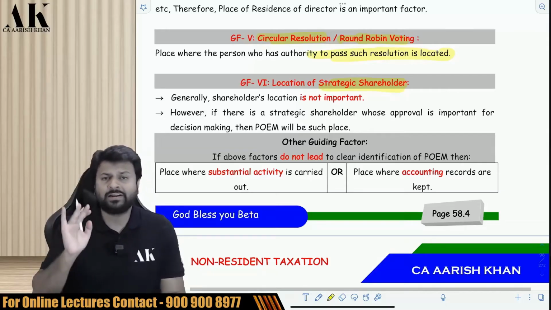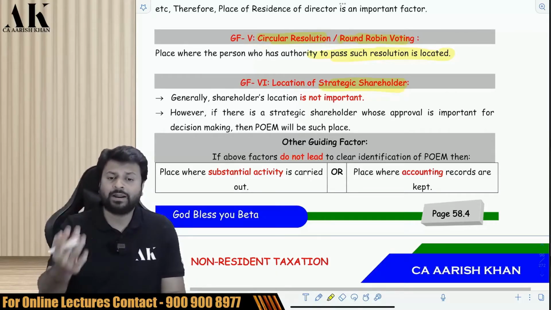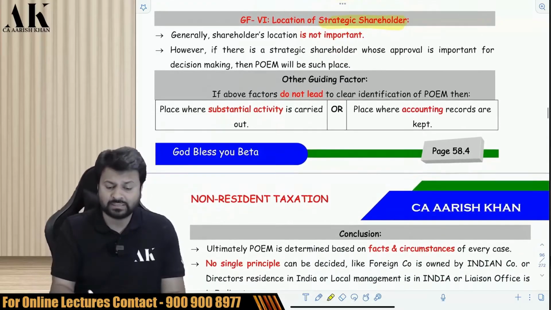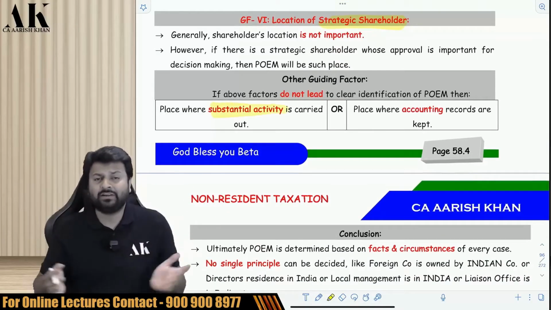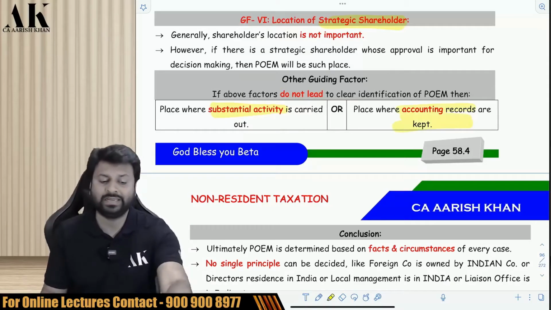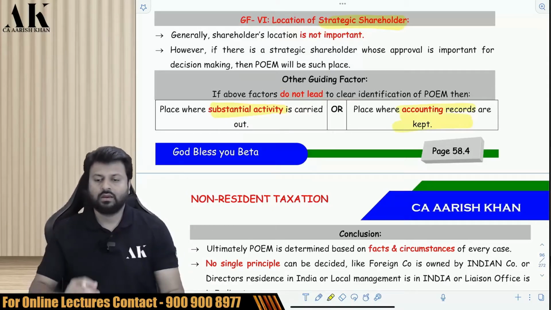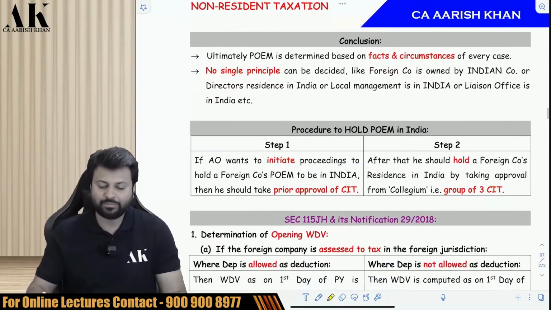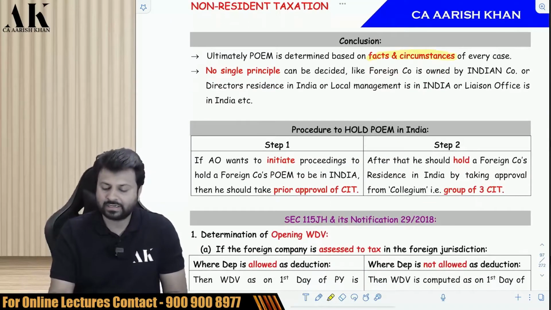If all these factors are also not working, then the department has given some other secondary factors. Find out where the substantial activity of the company is carried out, or find out where the accounting records of the company are kept. Now, at the end, the government is saying ultimately the POEM will be determined based on the facts and circumstances of every case.